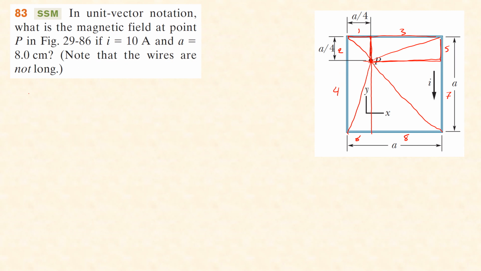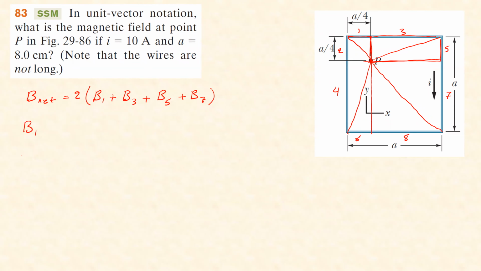So B net is equal to 2 times B1 plus B3 plus B5 plus B7. All right, now we can calculate all of these.